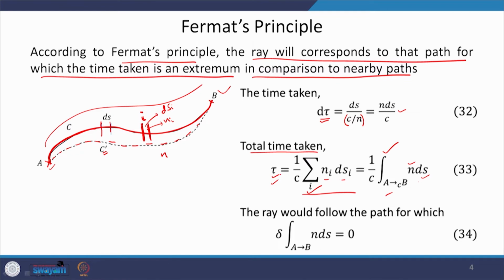Now, in this formula, n ds is the optical path length. ds is the distance, n is the refractive index. If you multiply n with ds, it will give you optical path length.